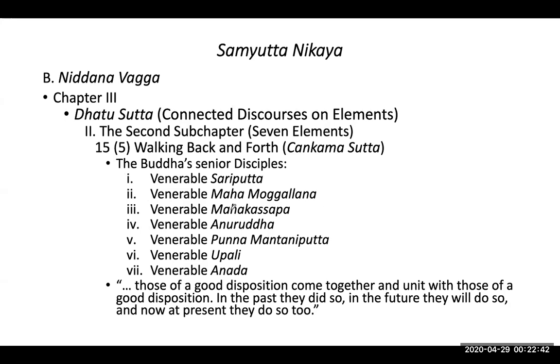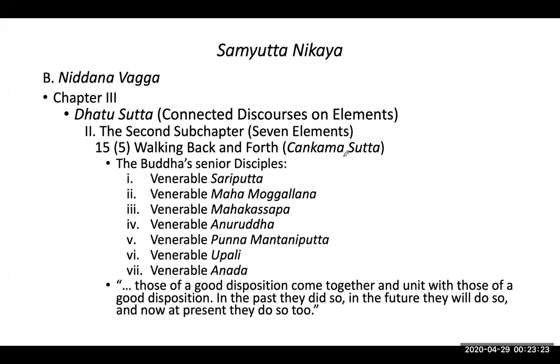Another chapter, another sutra in Nidanabhaga is walking back and forth. Chankama Sutta. In this sutta, the Buddha saw several of his disciples walking back and forth nearby Rajagaha. In other words, he has 10 respectful disciples, and then each disciple has followers.